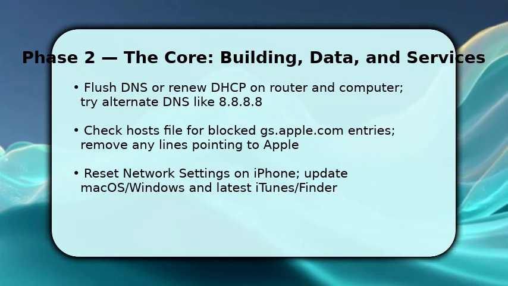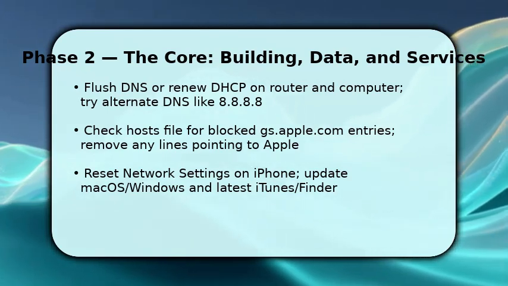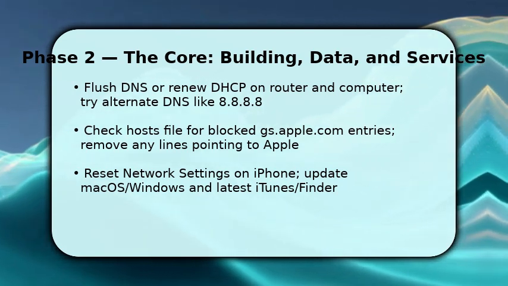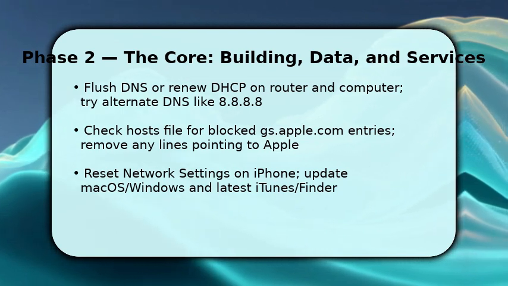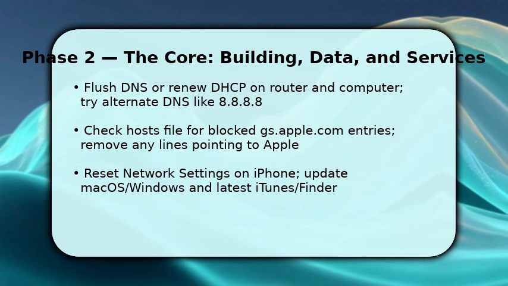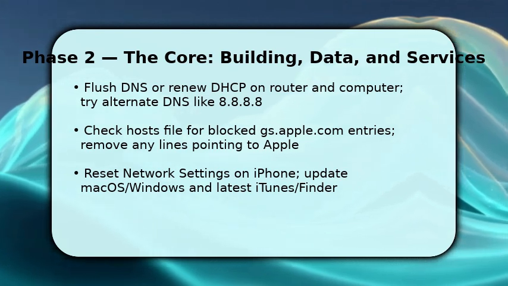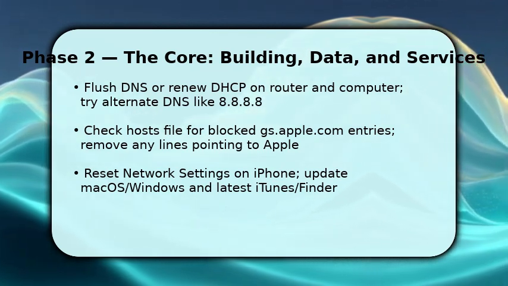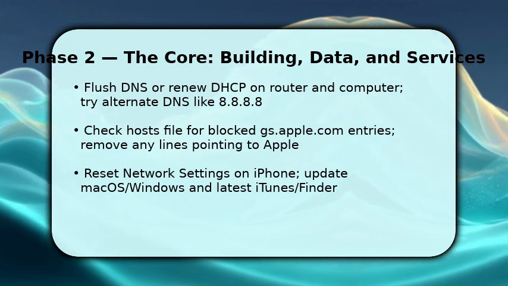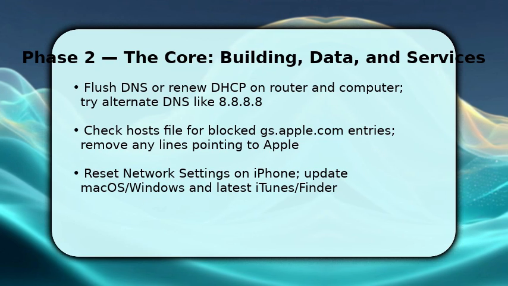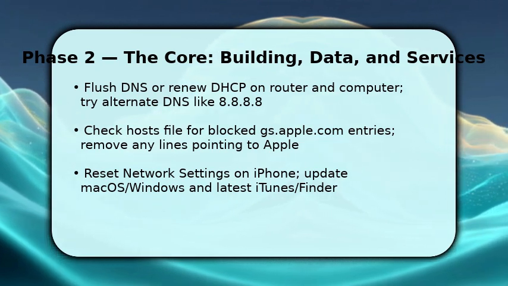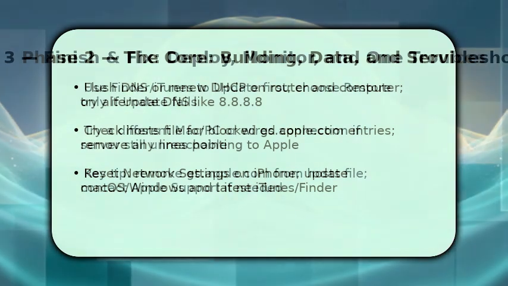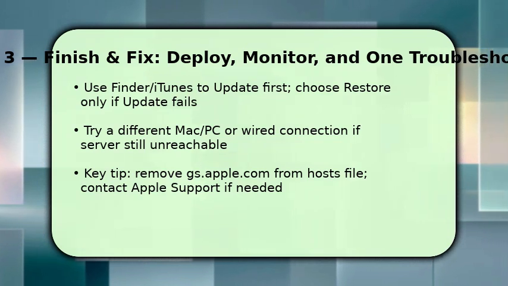Once your basics are set, focus on network resolution. Flush DNS on your computer and router or switch DNS to 8.8.8.8. This fixes corrupted name lookups. Inspect the hosts file on your computer. Delete any entries that redirect gs-apple.com because that blocks the update server. Reset network settings on the iPhone to clear bad Wi-Fi profiles. Make sure the computer's OS and iTunes or Finder are current, because older clients can fail to negotiate secure update sessions with Apple.